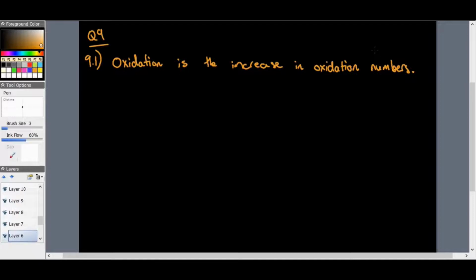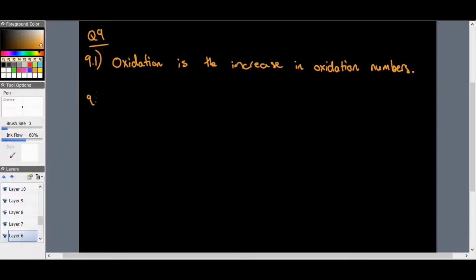There was an increase in oxidation number. If there's an increase, something's become more positive, then we know it's oxidized because it's lost electrons. Electrons are negative, so if you lose negativity, you become more positive. If there's a decrease in oxidation numbers, then we know that substance has been reduced. Very teachable moment here. Oxidation explained in terms of oxidation numbers is an increase in the oxidation numbers.